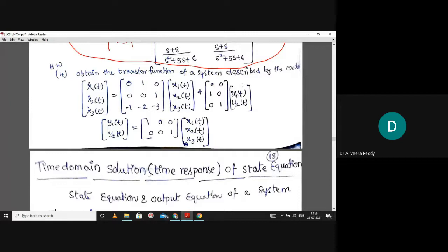Next, another problem to obtain the transfer function. Next problem, you can see this one. It is also similar to the third problem, maybe with a little difference. I think yesterday itself I gave it as homework. Has anybody solved this one? At least has anybody tried?